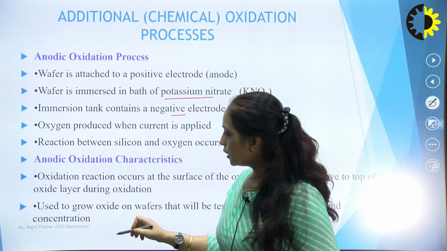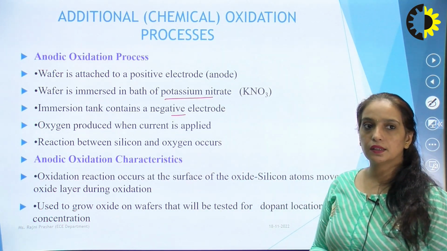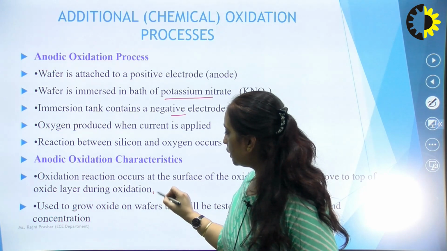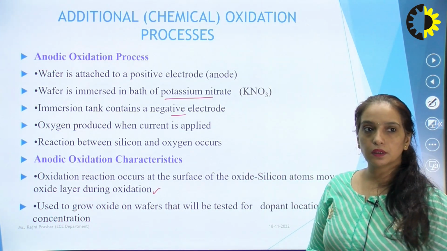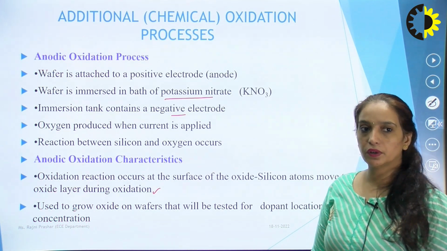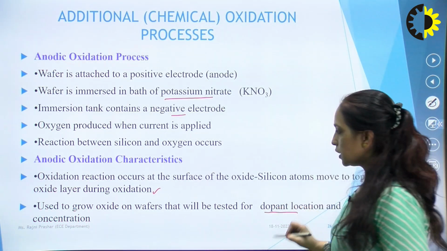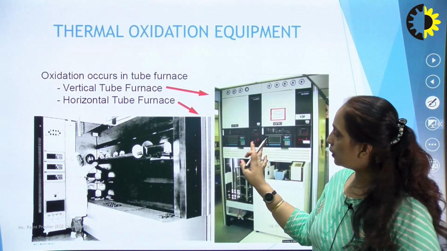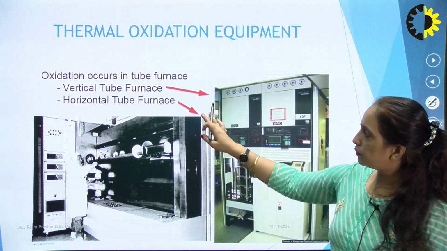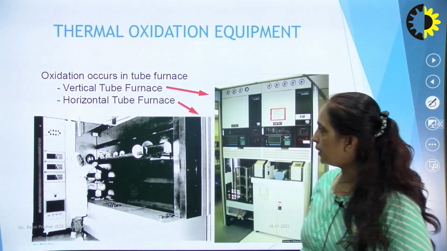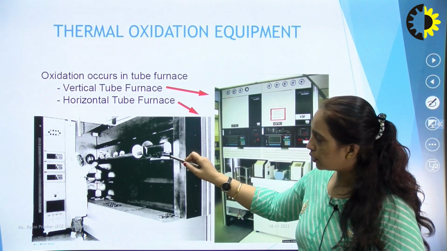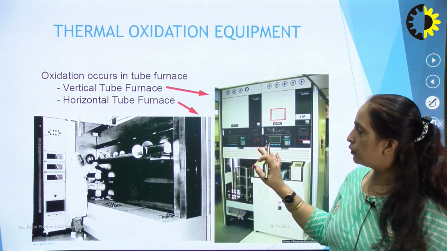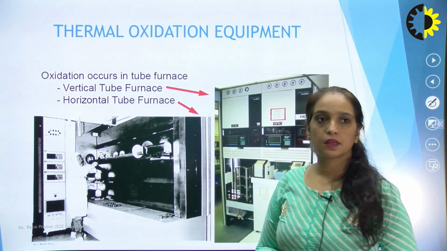The characteristic of this process is that the oxidation reaction occurs at the surface of the oxide, and silicon atoms move to the top of the oxide layer during oxidation. It is used to grow the oxide layer on the wafer that will be tested for dopant location and concentration. This is the pictorial representation of the vertical tube furnace and the horizontal tube furnace, as used in actual foundries for the oxidation process.